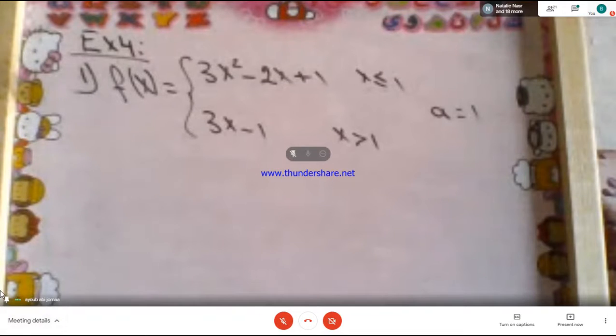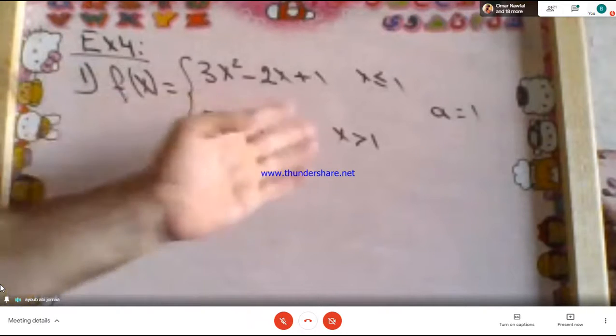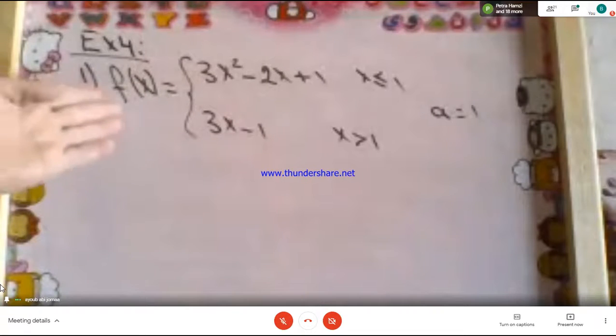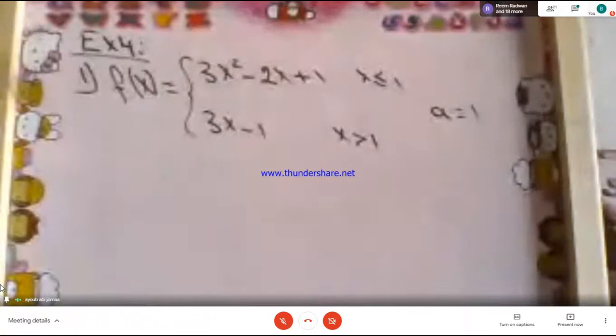In the previous lesson you were given a similar exercise, a piecewise function, and determine if the function is continuous at 1. Here, a similar function, or the question, determine if the function is differentiable at x equal 1. You have to determine if the function is differentiable, if the derivative exists.